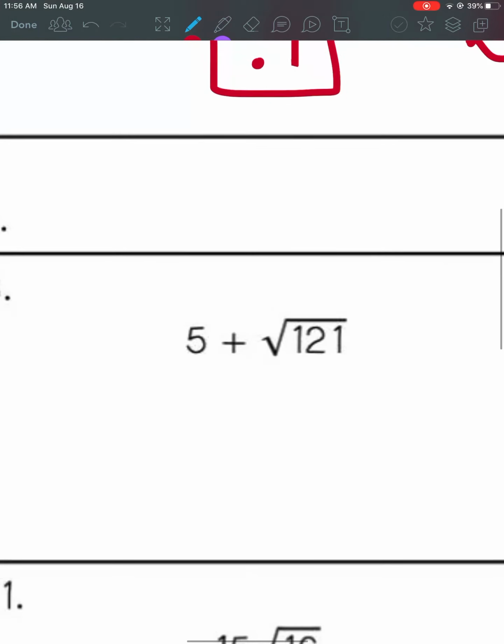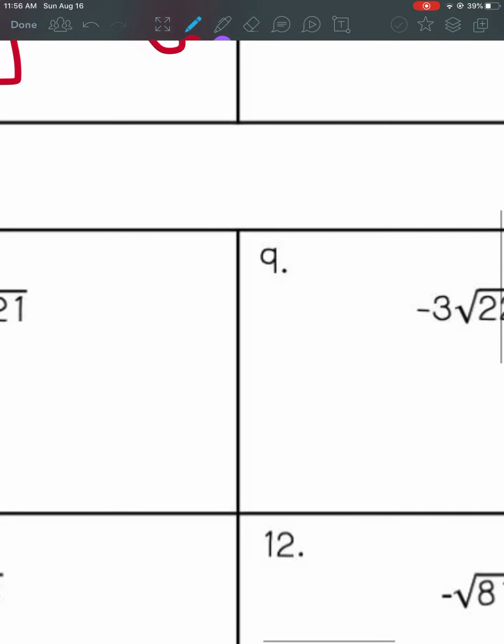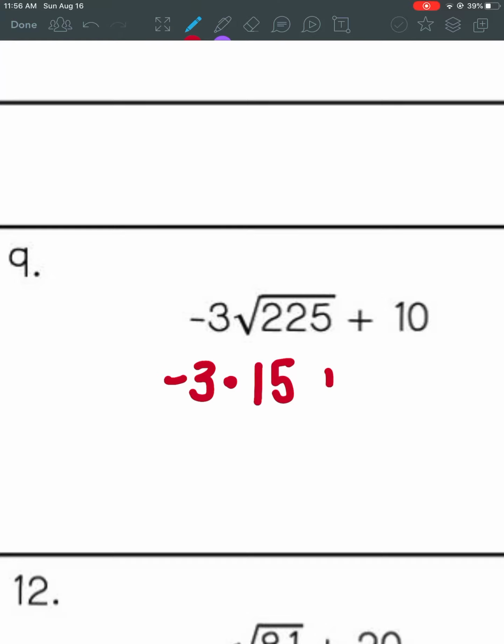All right, next one, 5 plus the square root of 121. So 5 plus 11, because 11 times 11 gives us 121. So 5 plus 11 is 16. All right. Again, this -3 is touching that square root of 225. So I'm going to do -3 times 15, because 15 times 15 gives us 225. And then -3 times 15 is -45. Negative times a positive is a negative. And then -45 plus 10 is -35.